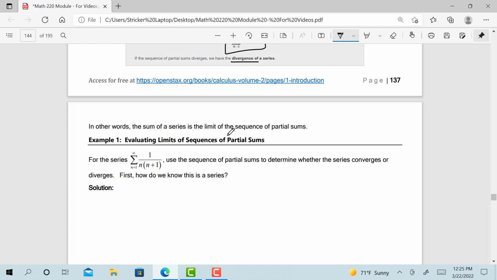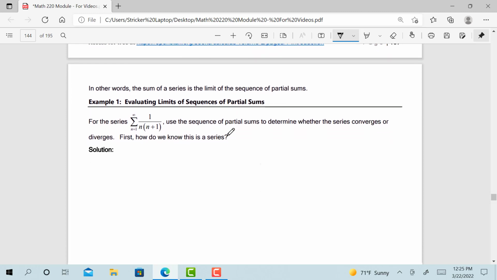How do we know it's a series? Well, it's a sum, right? It's a sum of an infinite number of terms. And so let's write out the terms of this sequence first. What is a sub n, starting with the first term? Should be 1/2. Next one should be 1/6. Then we have 1/12 and 1/20.